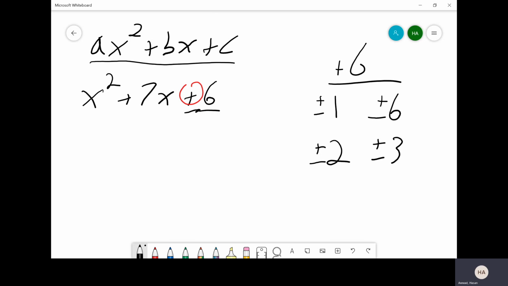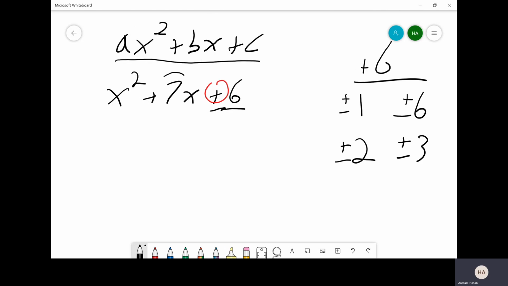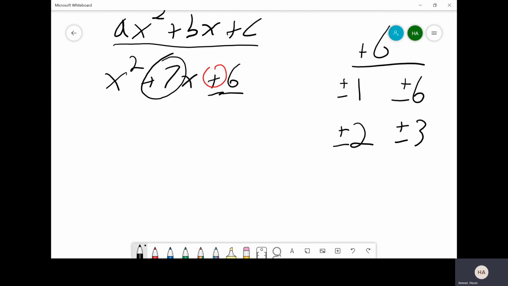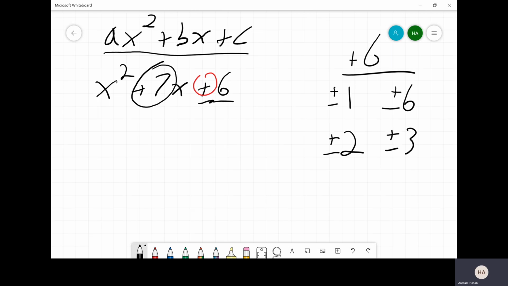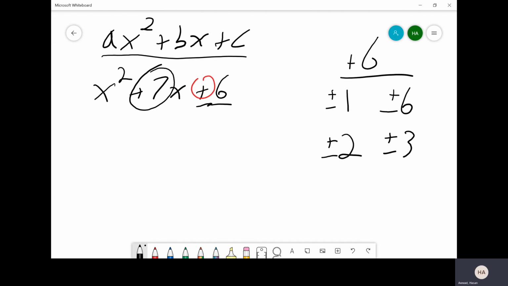The second step that we have to do is now we have to look at this guy right here, the positive 7. Okay? So again, we're looking at b. So in the form of ax squared plus bx plus c, first we look at c, and then we look at b. And the reason that we're looking at b is because the factors from c, or 6 in this case, have to add up to give us plus 7 in this case, right?